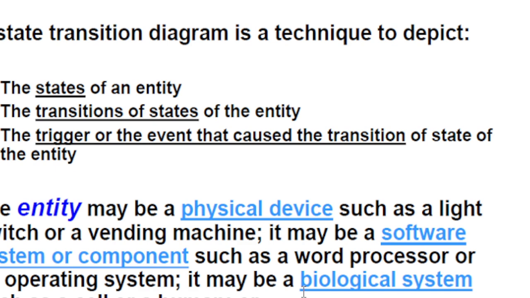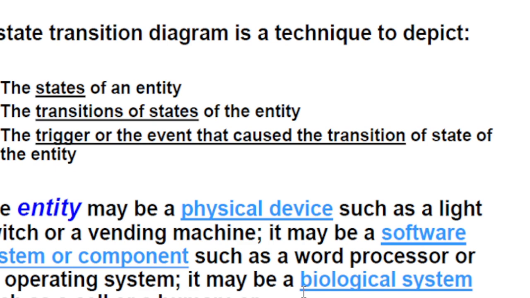It can be any other physical device as well. All those physical devices which are normally used, which are classified as home appliances, are also physical devices. For example, we might be talking about a washing machine, an oven, or any other device, maybe a multimedia device. So an entity may be any physical device, as simple as a light switch or a vending machine.